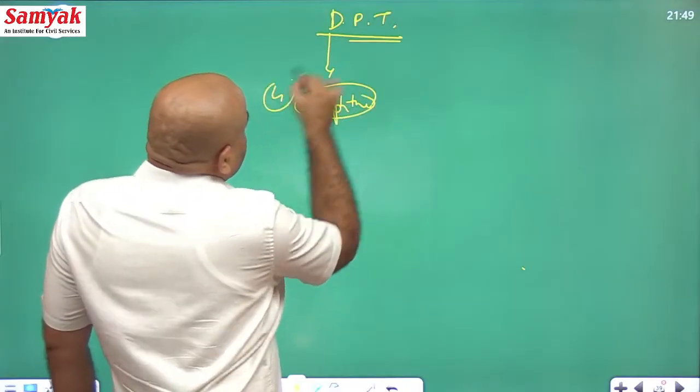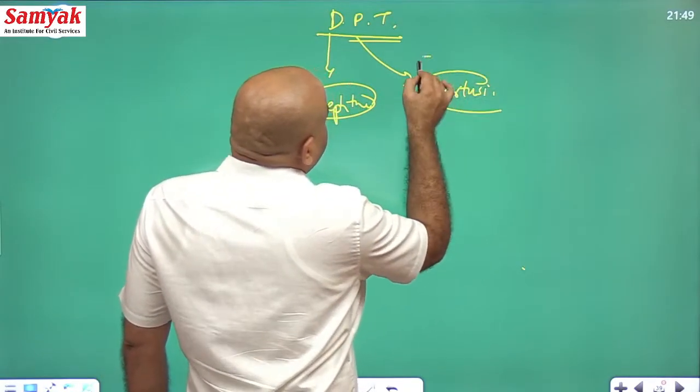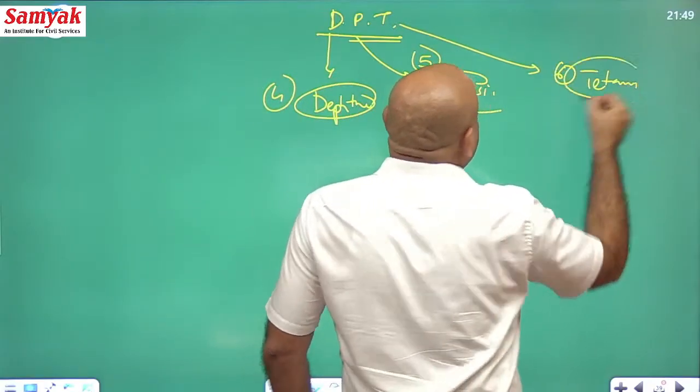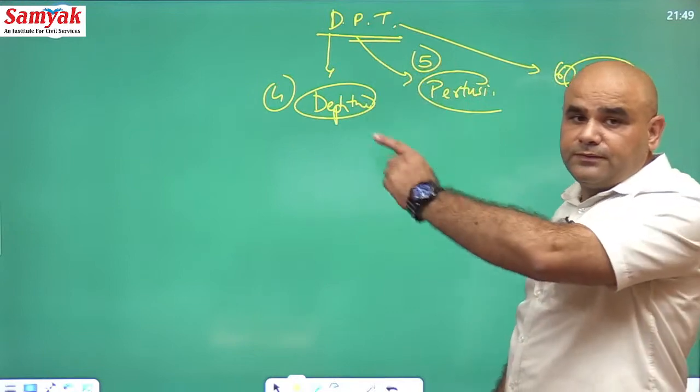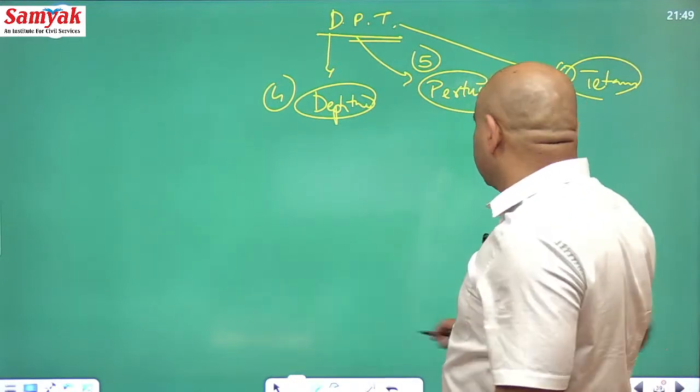This is the fourth disease. P stands for pertussis. This is the fifth disease. And T stands for tetanus. So tetanus is the sixth disease. So fourth, fifth and sixth, we will do three together. Now, first of all, they will ask you about the bacteria.